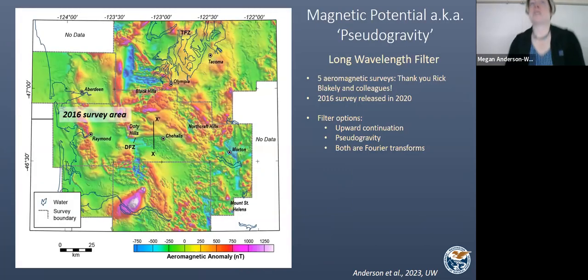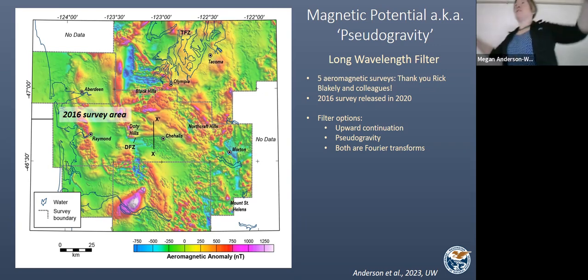So we stepped back and started looking at the aeromagnetic data for a bigger region of Southwestern Washington. I'm just going to pause and say, hey, thanks Rick Blakely and colleagues for flying all these surveys over decades. He was really responsible with the USGS for getting all of this data flown. And again, that last survey was only released in 2020, flown in 2016. It really filled in the middle of the section of Southwestern Washington. So we weren't able to look at this data as a whole until very recently.